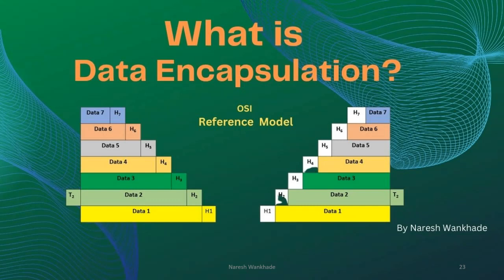And as far as the sending of data is concerned, there is flow of data from top to bottom, means from application layer to the physical layer, and at the receiver end there is flow of data from bottom to top, that is from physical layer to the application layer.